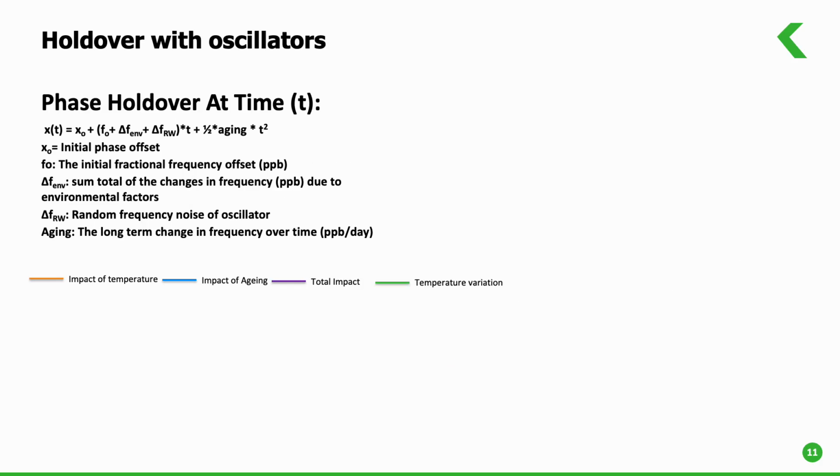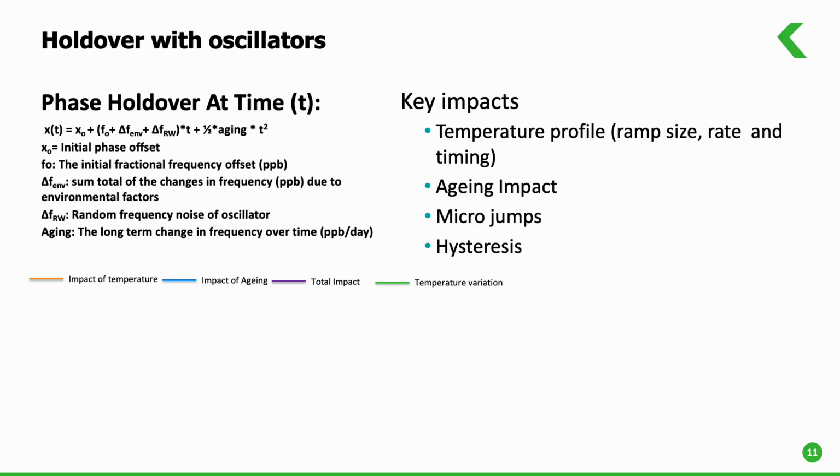Phase holdover is important with the latest cellular network technologies. In a holdover scenario, the initial frequency and phase error of the system is contributed by the servo. All the other effects of holdover come from the instability of the oscillator. The temperature ramp size and rate, the aging rate, the microjumps in frequency, and the impact of direction of temperature movement on frequency, called hysteresis, all contribute to frequency errors resulting in the accumulation of phase error.